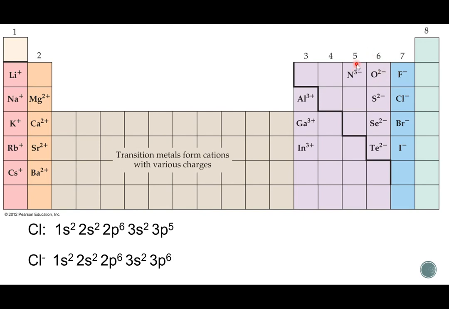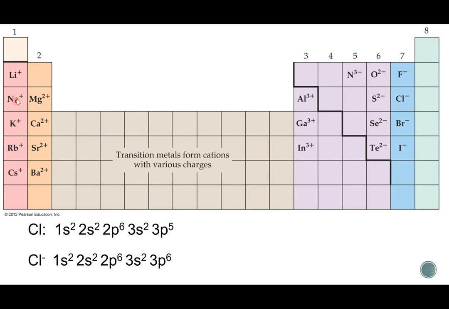And then we go over here to the 5th family. Same story. 5 valence electrons. We're going to have to steal 3 to get to 8. So we would all have a -3. Okay. So let's go to the other side of the periodic table here.